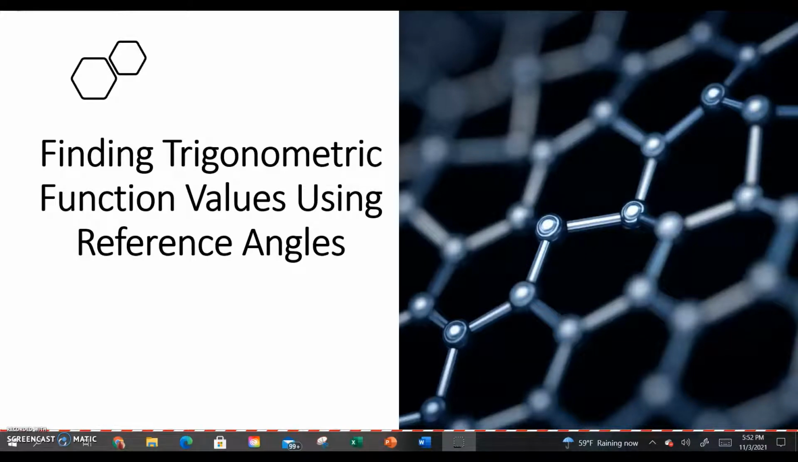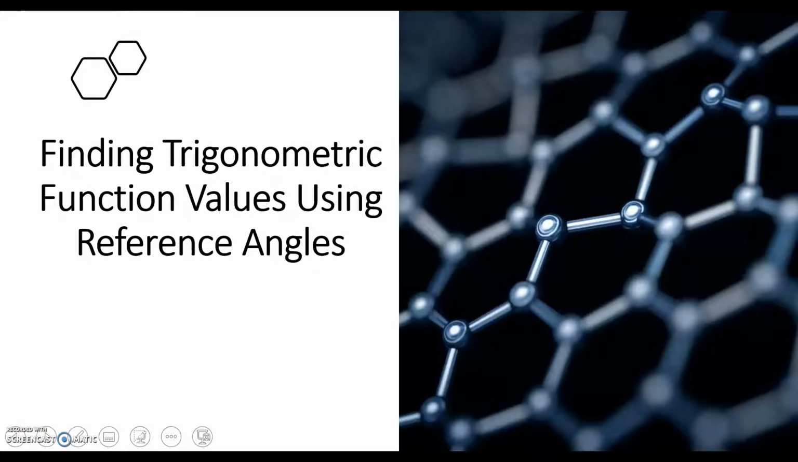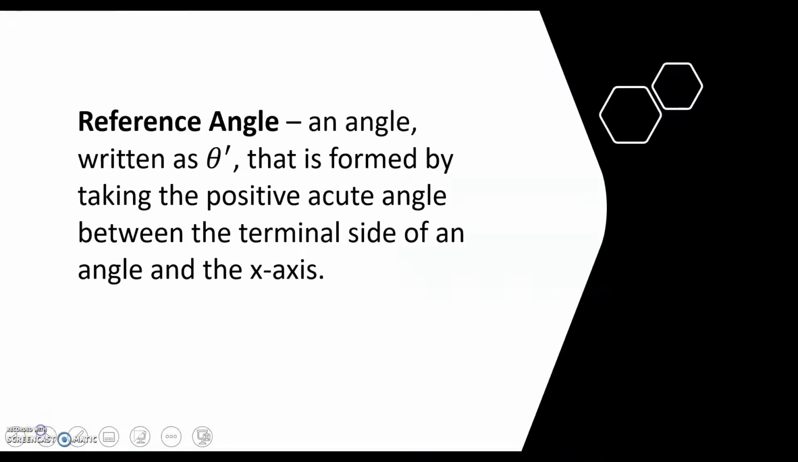It's Dr. Tarcia Hubert here, and in this video we're going to be talking about finding trigonometric function values using reference angles. Alrighty, so I know you might be wondering, what exactly is a reference angle? Well, a reference angle of an angle is an angle that's formed by taking the positive acute angle between the terminal side of that angle and the x-axis.